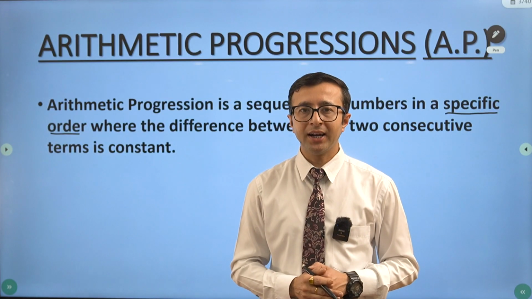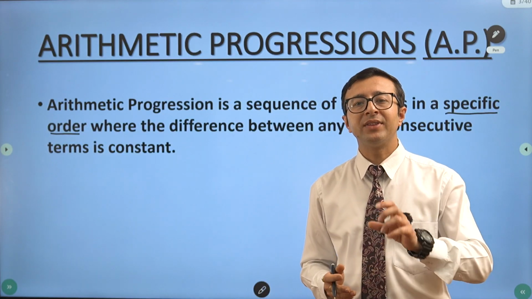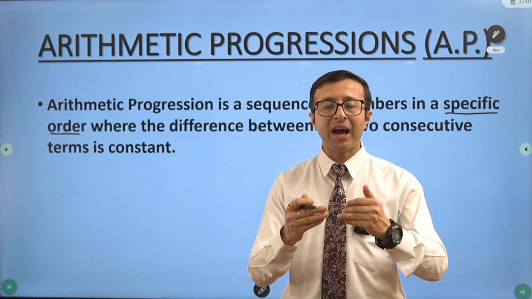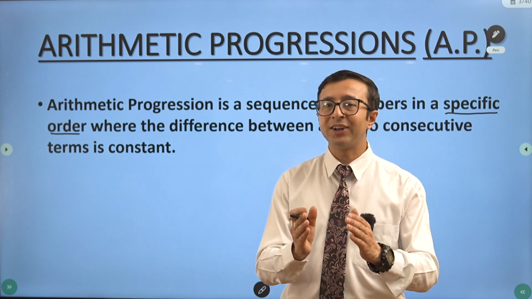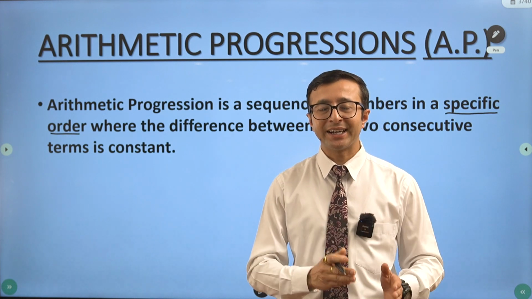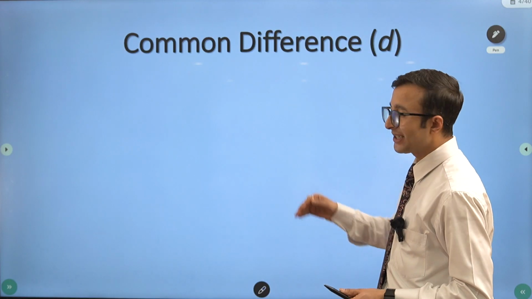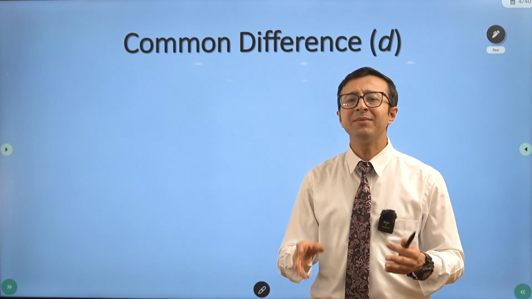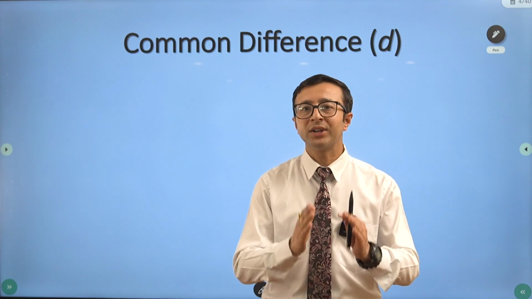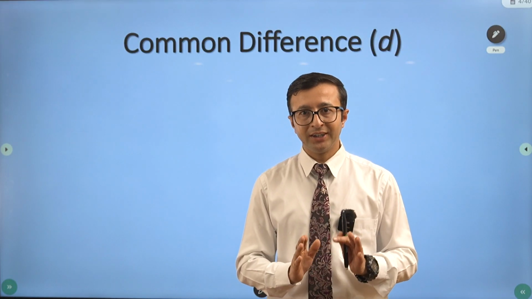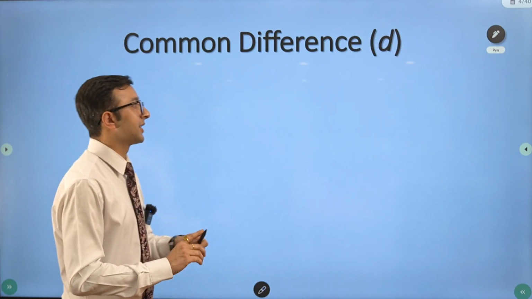Now the next thing is, what is the name of that difference we have obtained before? That means the second term minus the first term, the third term minus the second term. What is the name of that difference? The name of the difference is common difference. Common means same, the same difference, but that should follow the specific order. Clear? You have to check that every time.